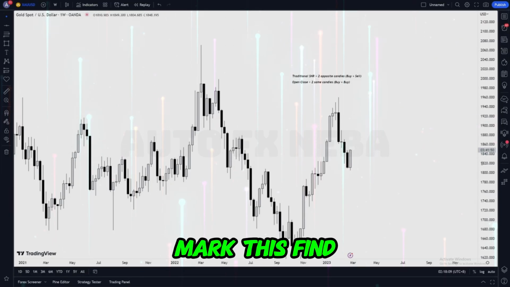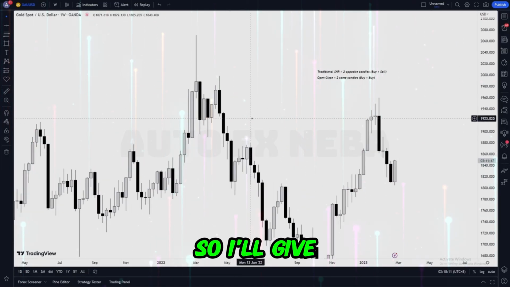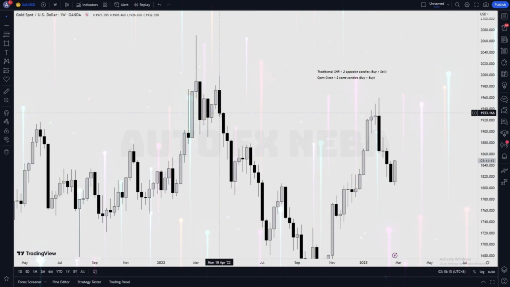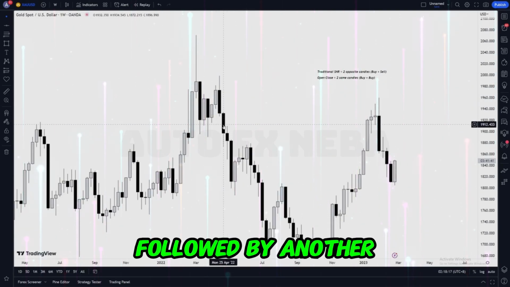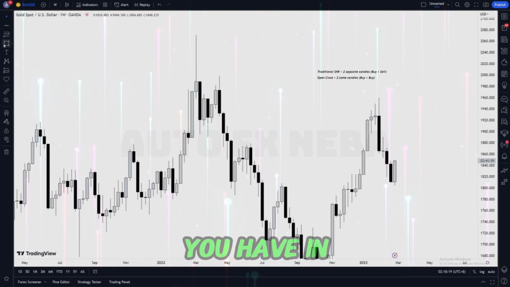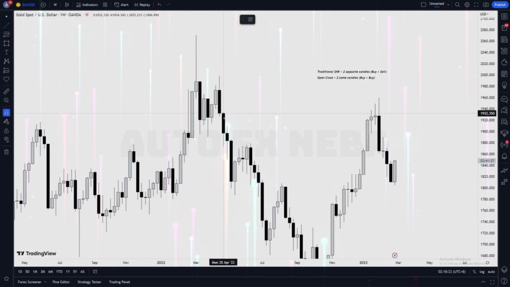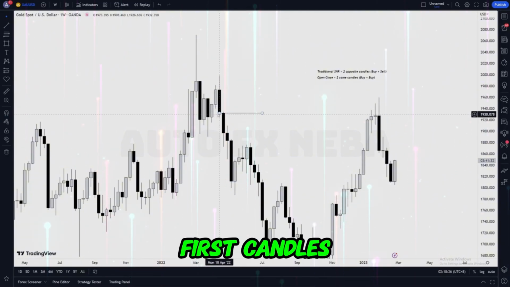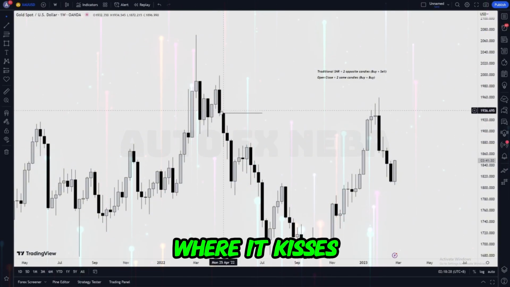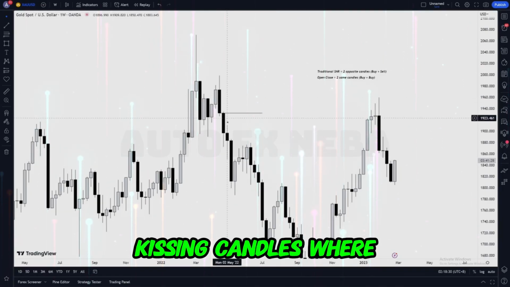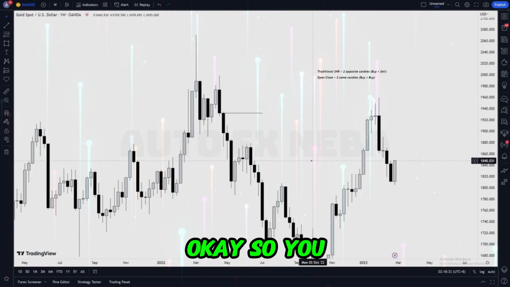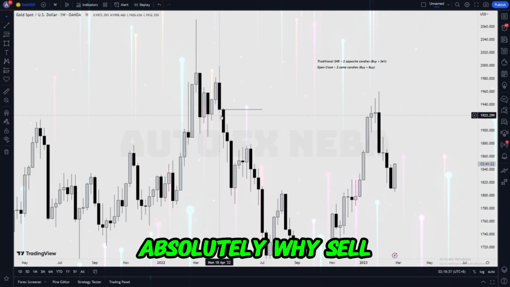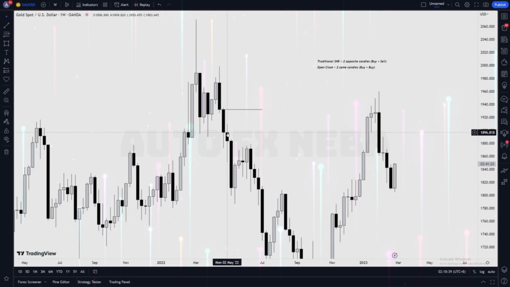How do you mark this? Find two of the same candles. So I'll give you an example in a simple form. Resistance: a sell followed by another sell candle. What you have in between, you mark it right from the first candle's close, the first candle's where it kisses. That's why they call it kissing candles. Where it kisses, you mark it. Okay, so you guys may be wondering, okay, Avi, that seems pretty simple. Is this one? Yes, this is absolutely. Why? Sell, another sell.